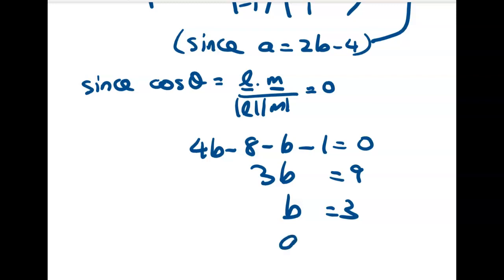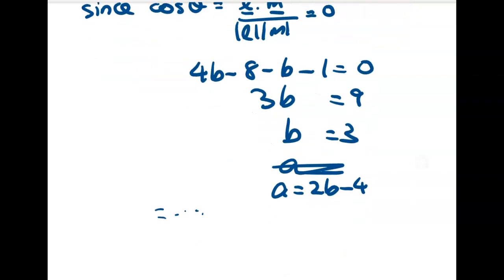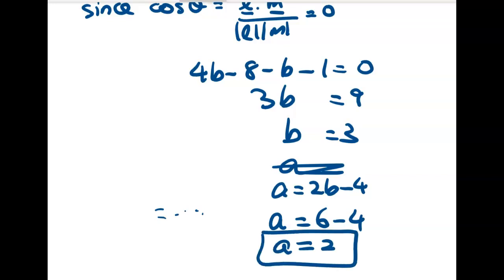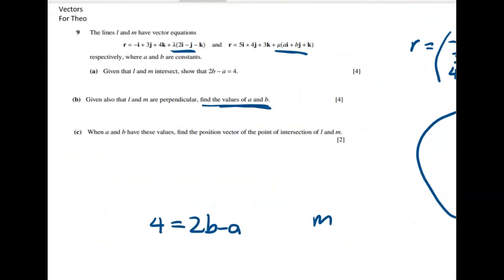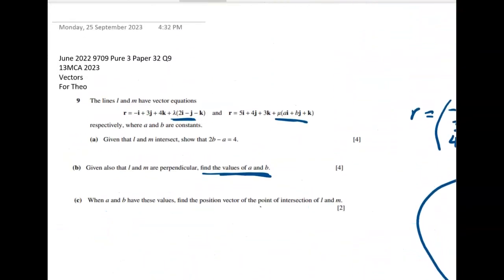And we know that a is equal to, what was a equal to? Let's have a look, hang on. Let's just back up. Oh, a is equal to 2b minus 4. So a is equal to 6 minus 4, which is equal to 2. Okay, so we've got a is 2, and we've got b as 3. So that's the second 4 marks, believe it or not. Lastly, we're asked to figure out what the position vector of the point of intersection of L and M is.